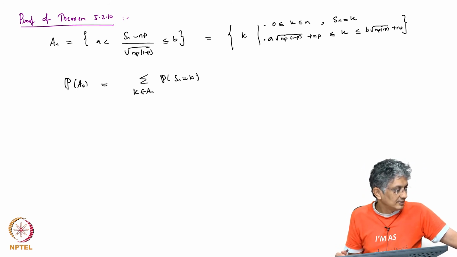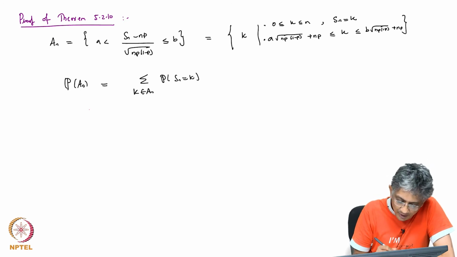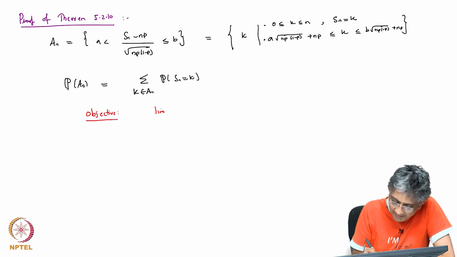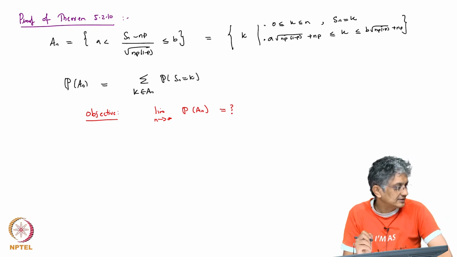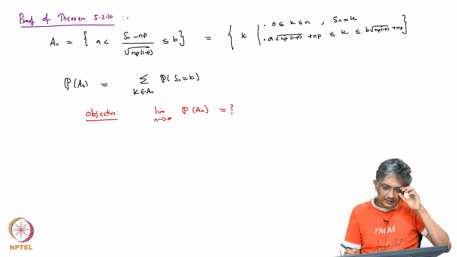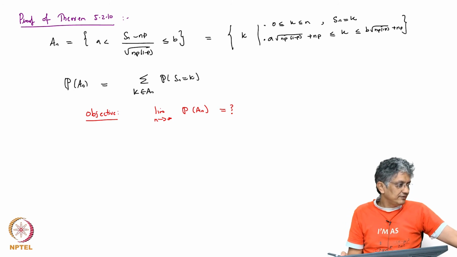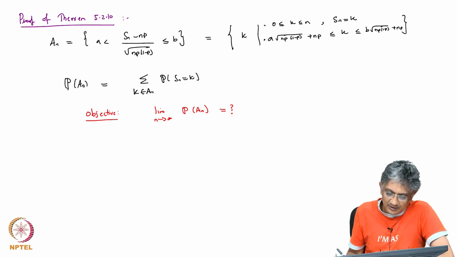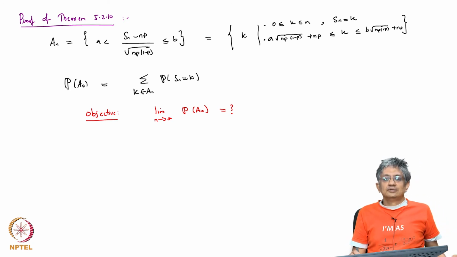Our analysis turns out to be about understanding what we want, what's the objective? Our objective is to understand the limit as n tends to infinity of the probability of An. That's our understanding. Very good. So what we'll have to do is decompose the probability Sn equal to k. So how do we decompose that?